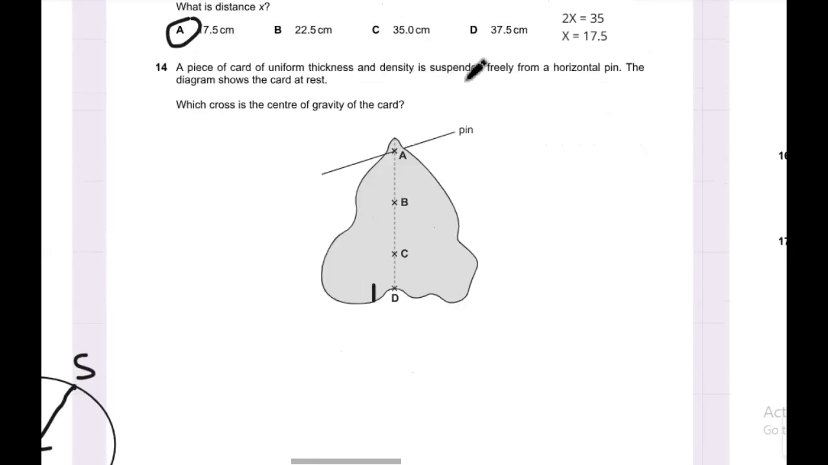Question 14. A piece of card of uniform thickness and density is suspended freely from a horizontal pin. The diagram shows the card at rest. Which cross is the center of gravity of the card? Now, since the card is larger at the bottom, we can say that C is the center of gravity of the card.